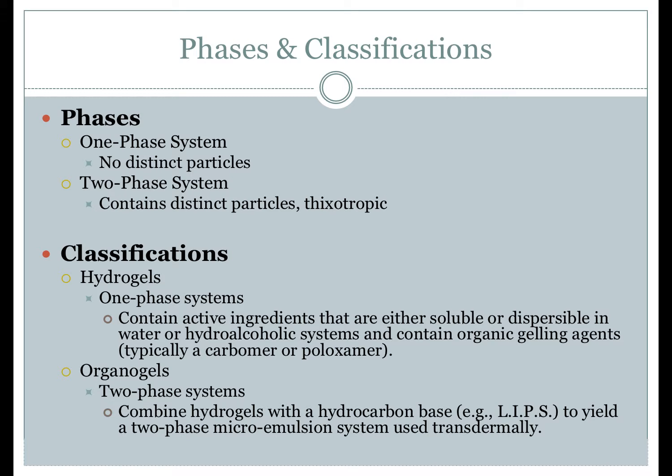Two-phase system gels, or microemulsions, are frequently used when the gel is to be used transdermally on the skin, because the organic phase of the organogel will increase the dermal penetration and absorption of the drug.